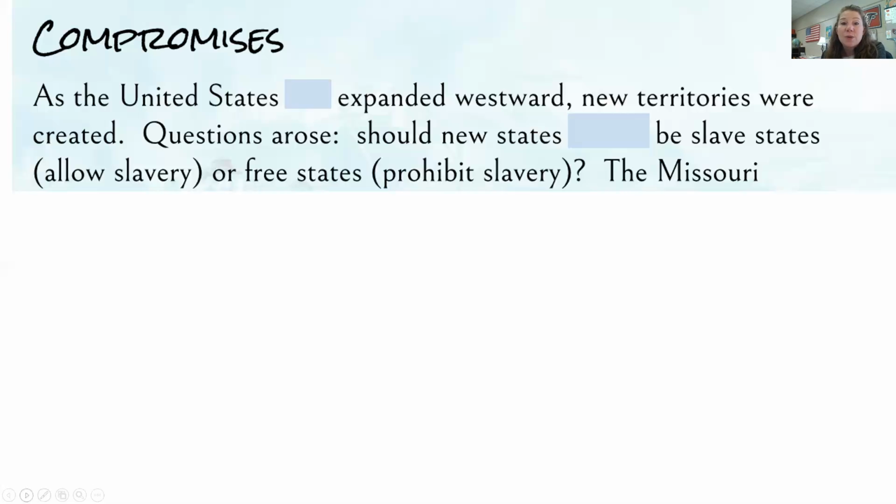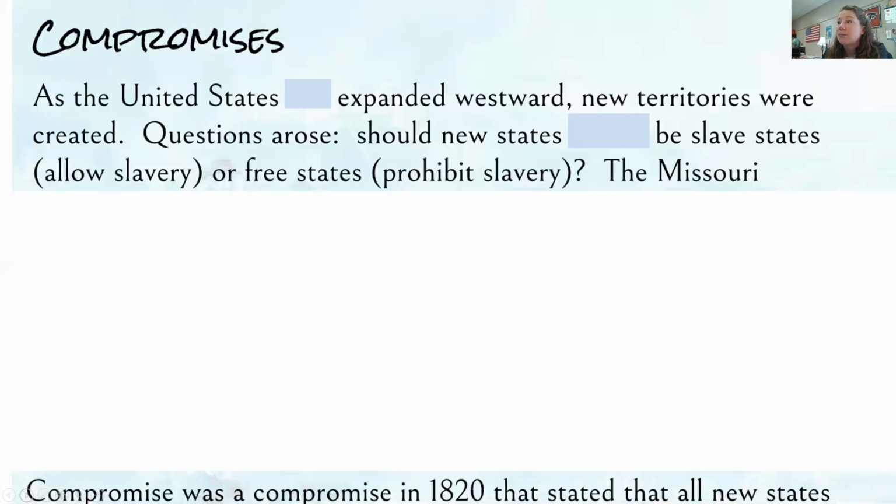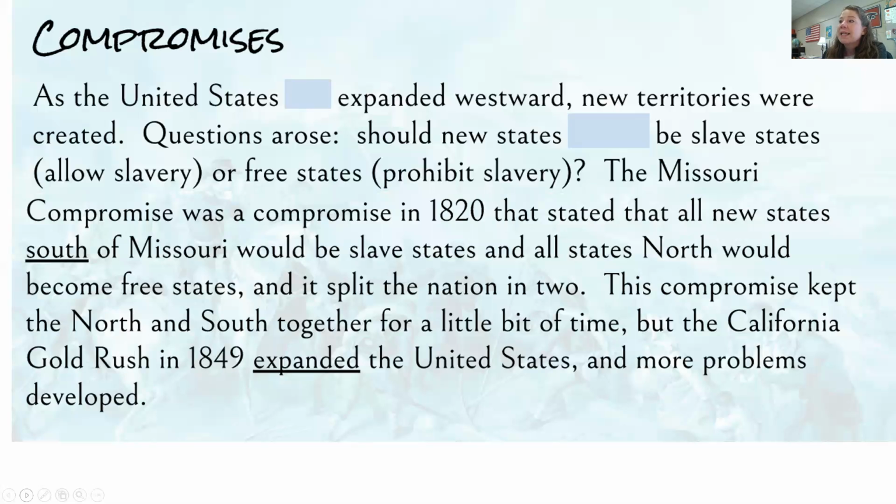So in 1820, we came up with this compromise called the Missouri Compromise. They kind of drew a line, and they said, all right, all states added south of this line are going to be added as slave states. And if a territory becomes a state above this line, then it's going to be admitted to the Union as a free state, so that we'll keep the balance. This compromise kept the North and South together for a little bit of time, but the California Gold Rush in 1849 expanded the United States and more problems developed.